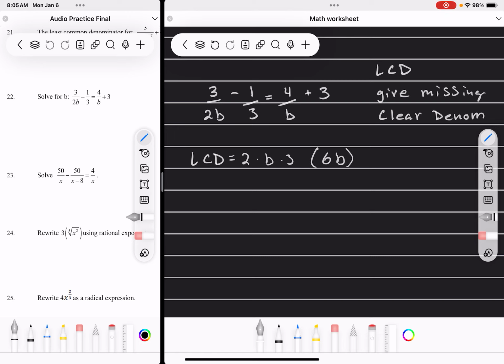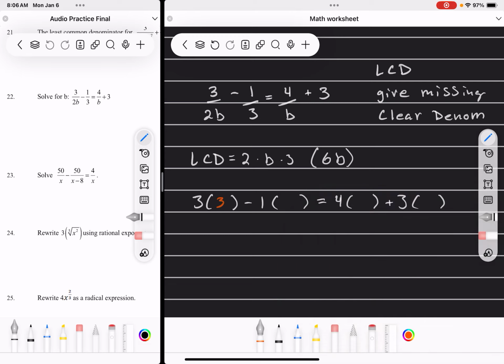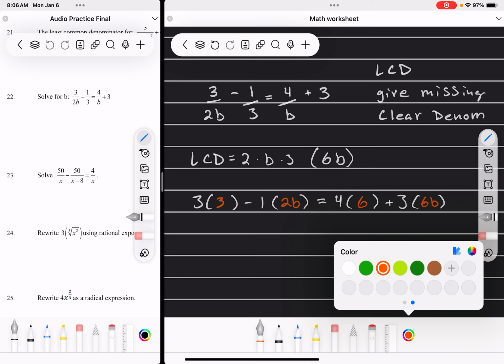When we look at the original question, we're going to give what's missing. -1 missing equals 4 times missing plus 3 times missing. We're just going to give everybody what they need. So the first one is 2b. Well, we have 2b, and what we had to multiply that by is 3. So we're going to go ahead and add in that 3 and multiply it a little bit. Next one is 3. Well, we don't have 2b. The 4 has b, but is missing 6. And the last one is missing 6 and b, all of it.